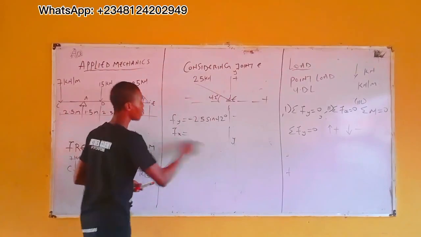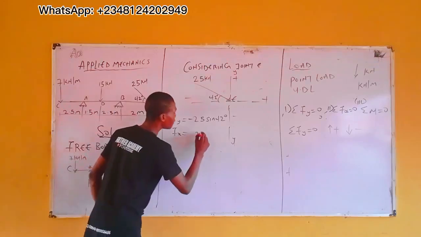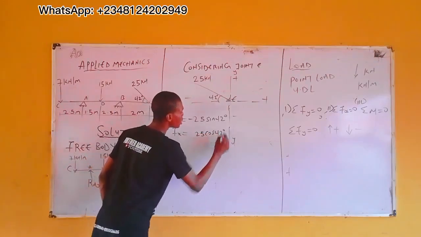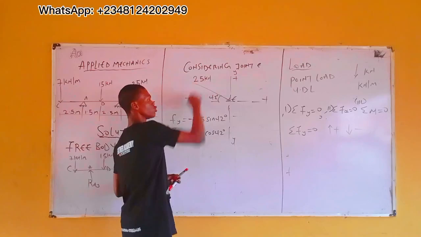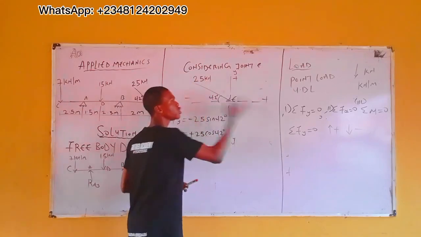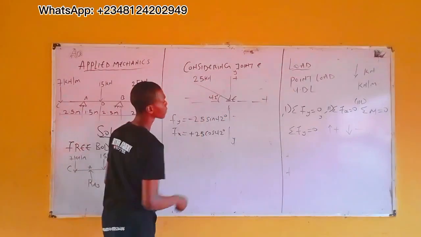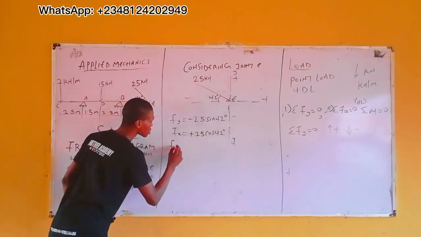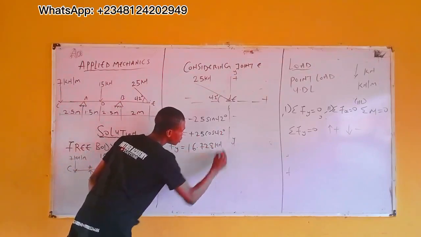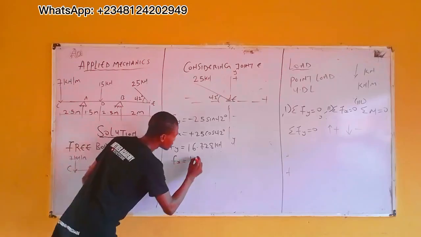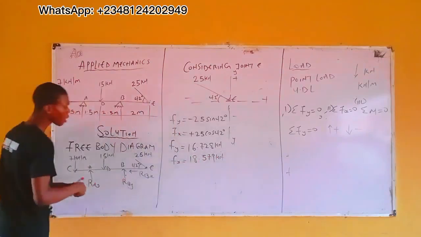Use that same idea. F of x should be what? 25 cos 42 degrees. Positive or negative? Why positive? Because by the time you tip this force to the horizontal axis, is it facing the positive region or negative region? Positive region. So it becomes positive. So what's the answer? Your answer for f of y is what? 16.728 kilonewton. F of x is what? 18.579 kilonewton. Meaning, come back to your free body diagram.